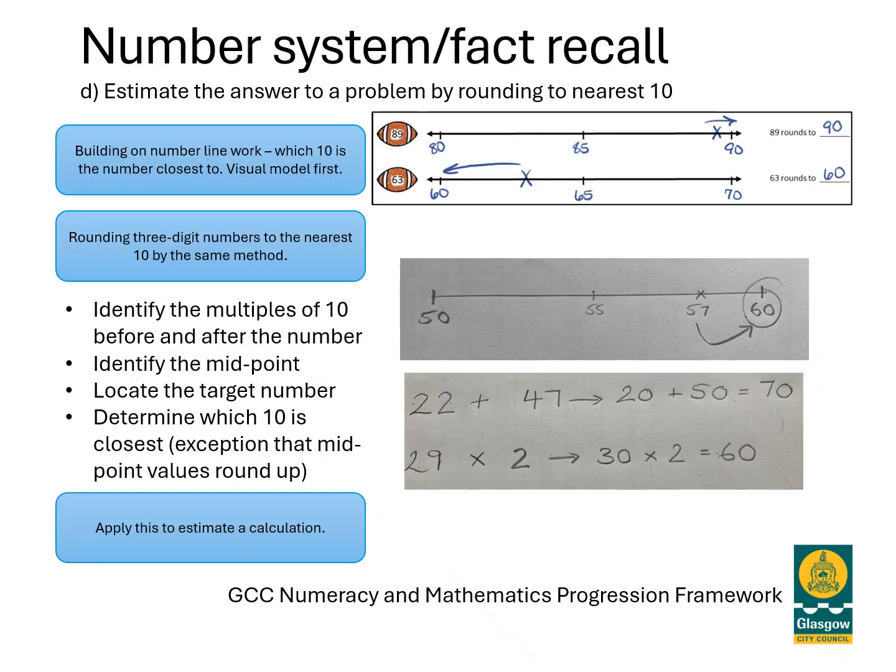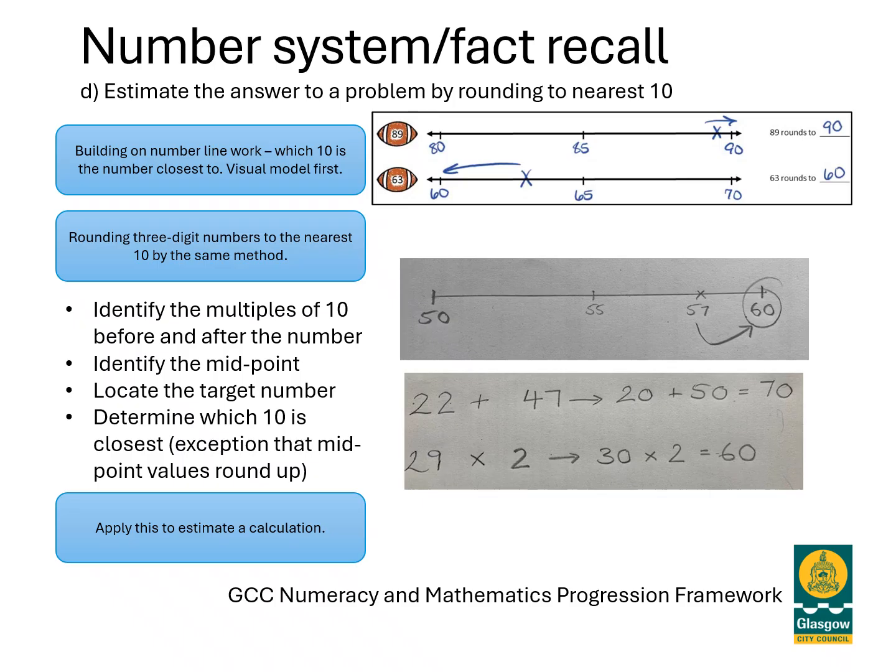So moving on to estimating by rounding. Rounding is a really related skill to the number line work we've just mentioned. When we are rounding, we need a mental number line to visualize where our target number is in relation to the increments of 10, or 100 if we're rounding to 100. In P3 here, we're looking at rounding to the nearest 10. So pupils should see rounding modeled on a number line as shown in those first pictures top right there.